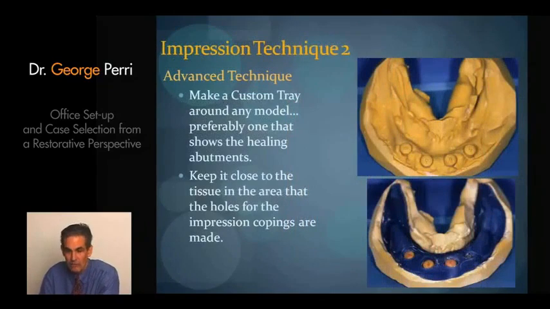Now, my partner, Dr. Parvaspor, came up with a technique I think is very interesting and I'd like to share with you. Here in this technique, all you need to begin with is an impression of the healing abutments. We need to know where the implants are before we begin. We don't need that first preliminary impression though. Here we're going to make a custom tray that is basically right at tissue level. There's no vertical height to it because we want the impression copings to stick through the impression tray.